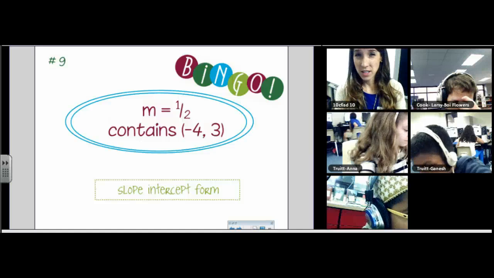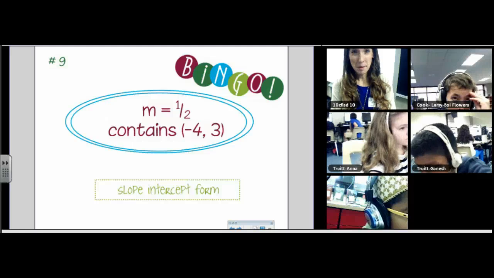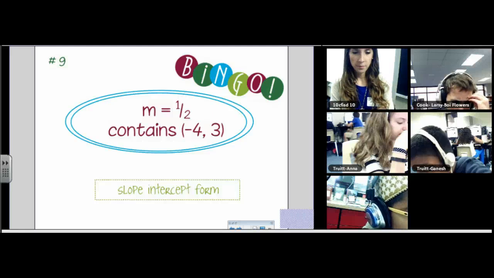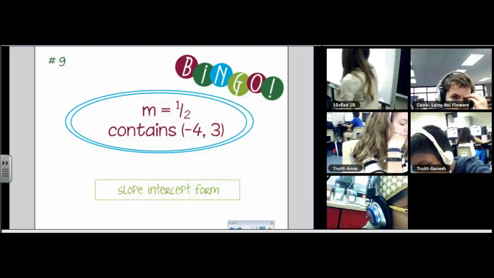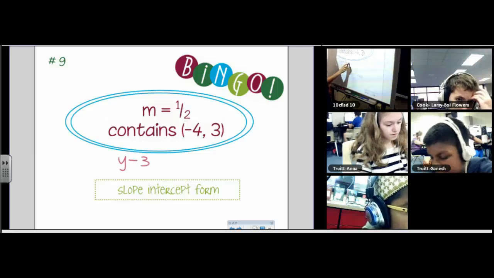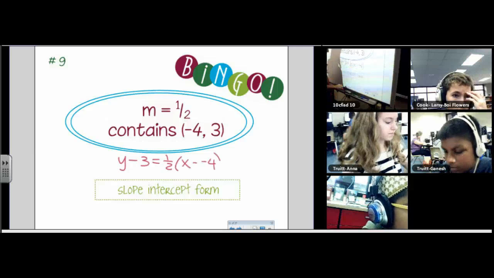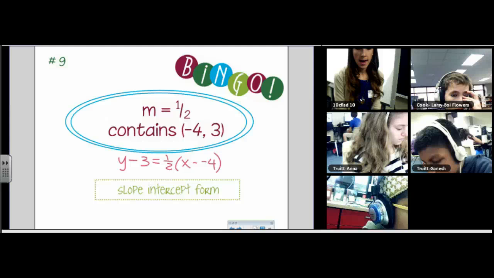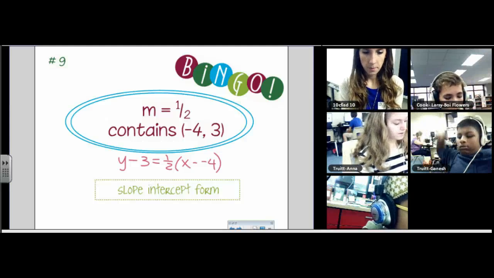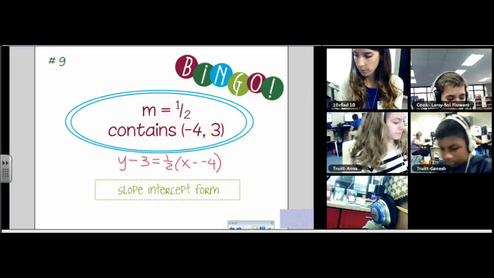What form do you think you're going to start with if you're given a point and a slope? Maybe point-slope form. Do you have your notes from Friday? Point-slope form: y minus the y value equals m times x minus the x value. Yeah, and then clean it up. We need to get into slope-intercept form. Relina, when you know the equation, you just let me know.